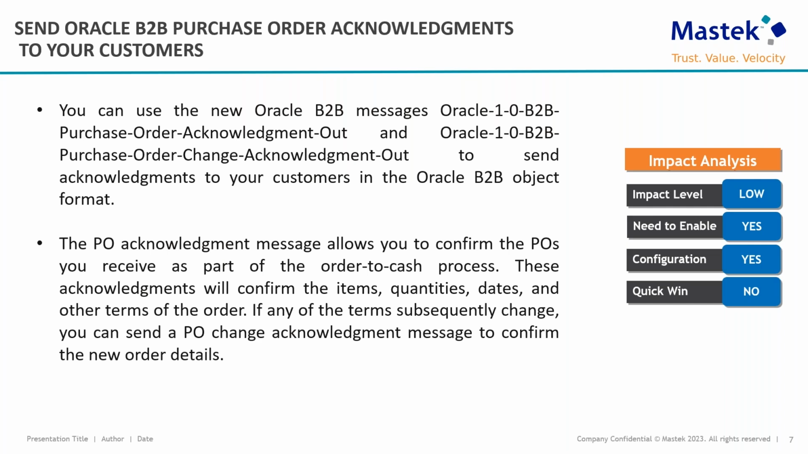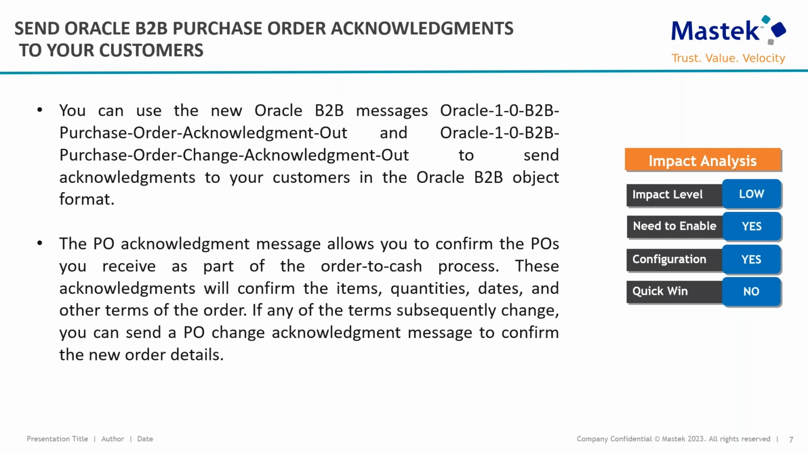So we did not consider this as a quick win. Moving to the next one, that is receive cXML purchase order acknowledgements from your suppliers. With this feature, we can use the new Oracle Business Network, that is OBN cXML purchase order acknowledgement. As you can see in the screenshot, the name provided for the collaboration message definition is OBN cXML confirmation request.